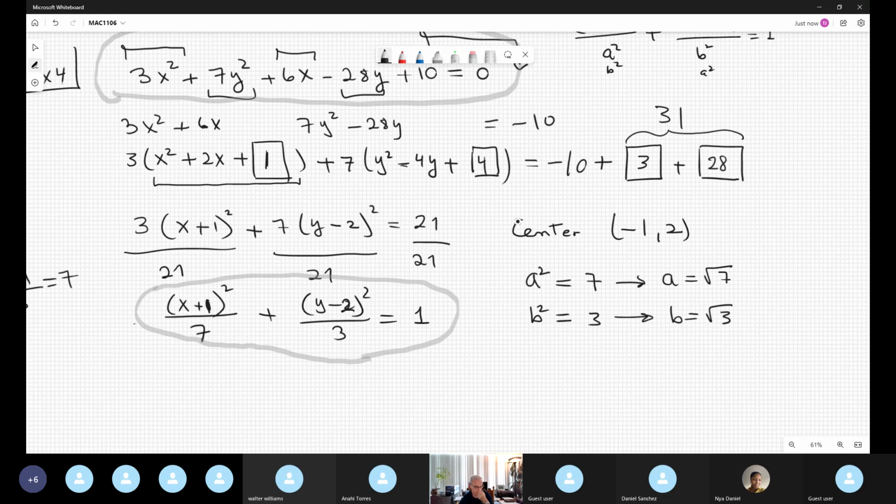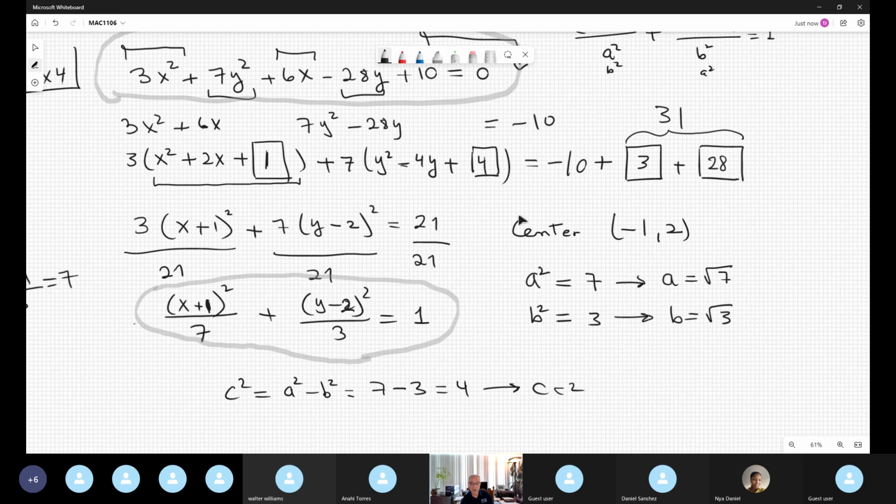In order to find the C, well, we're using the famous equation. C squared is equal A squared minus B squared. A squared is 7. B squared is 3. Is 7 minus 3 is 4. Therefore, C alone is radical 4, which is 2.